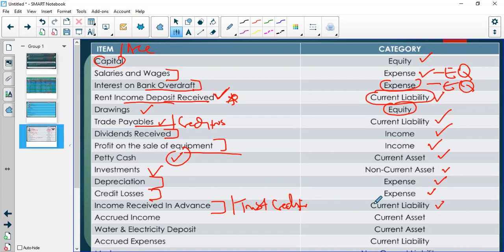That's a current liability. Accrued income. Remember, this is our income from a side hustle. It's not the same thing as trade receivables. Trade receivables is for our customers. We sell to them on credit. But this is a side hustle. Someone just owes us some money. That's a current asset. So water and electricity deposit, like we deposit for water and electricity, maybe to the municipality or wherever, that's going to be our current asset.